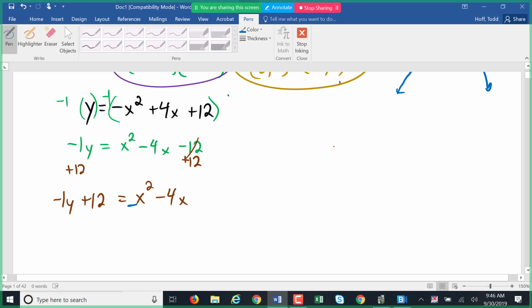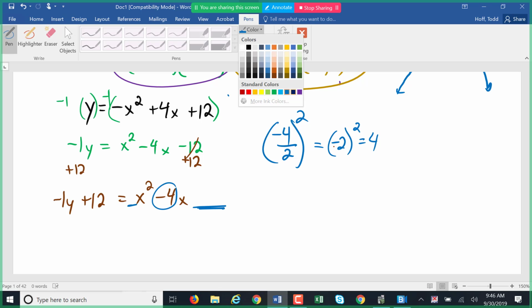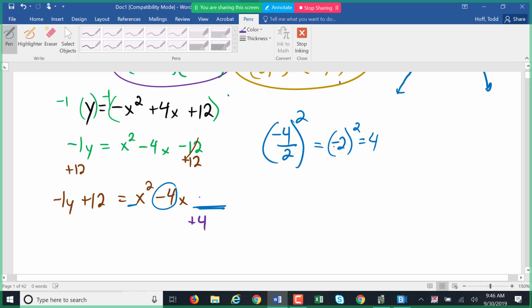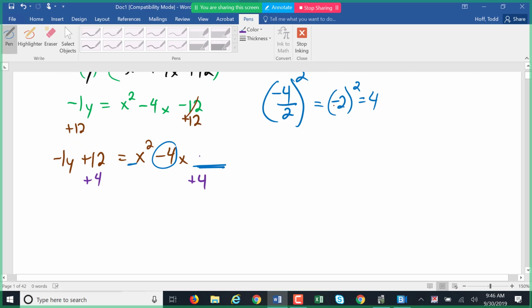Since the coefficient on the x² is 1, which is what we'd prefer it to be, we can now find what this needs to be. We're just going to take this middle term, the -4, divide it by 2, and then square it. So -4 divided by 2 is -2. -2 squared is 4. So this needs to be a 4 here. So I'm going to add 4 to make that happen, which means I have to add 4 over here. So I've got -1y plus 16 equals x² minus 4x plus 4.